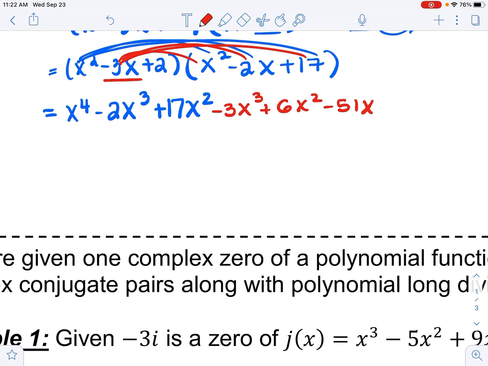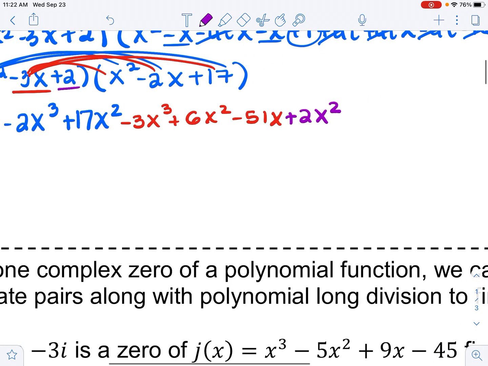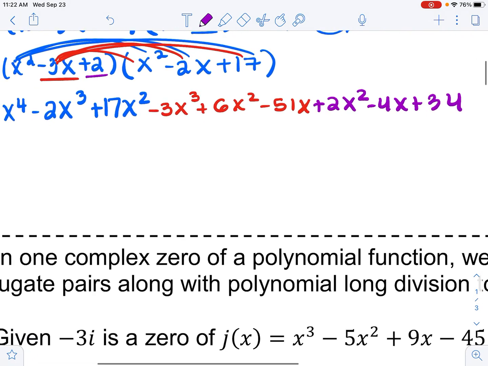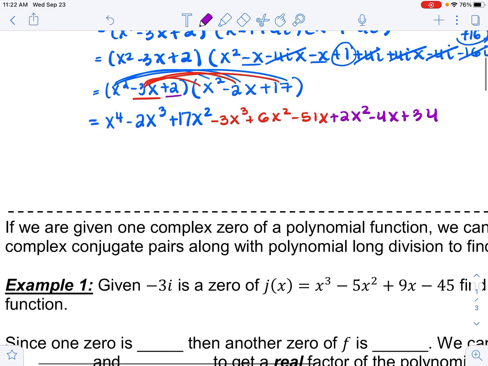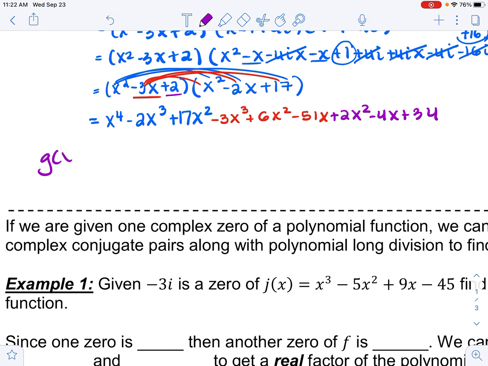All right, 3, 2, 1 are my exponents, so I'm feeling good about that also. And then finally distribute your 2. So I have plus 2x squared minus 4x. And then 2 times 17 is 34. All right, combine like terms. And also, oops, pattern, 2, 1, 0. Okay, I don't think I made a mistake anywhere.